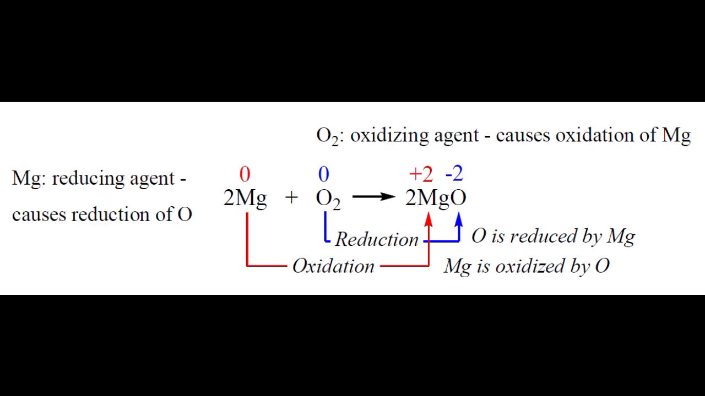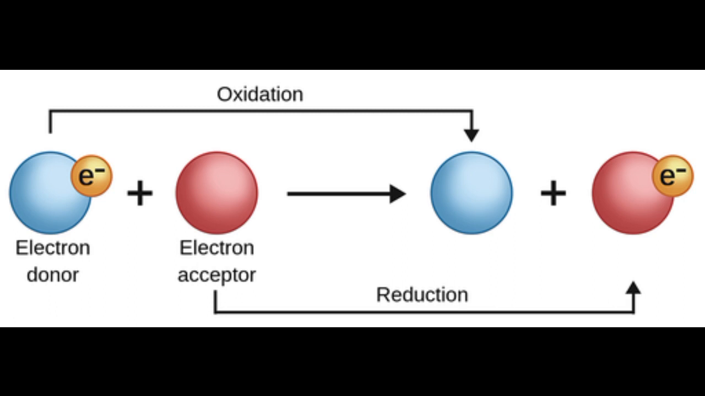Hydrogen goes from an oxidation state of 0 to +1 in HCl, losing 1 electron per hydrogen atom. It undergoes oxidation. Chlorine, on the other hand, goes from an oxidation state of 0 to -1 in HCl, gaining 1 electron per chlorine atom.